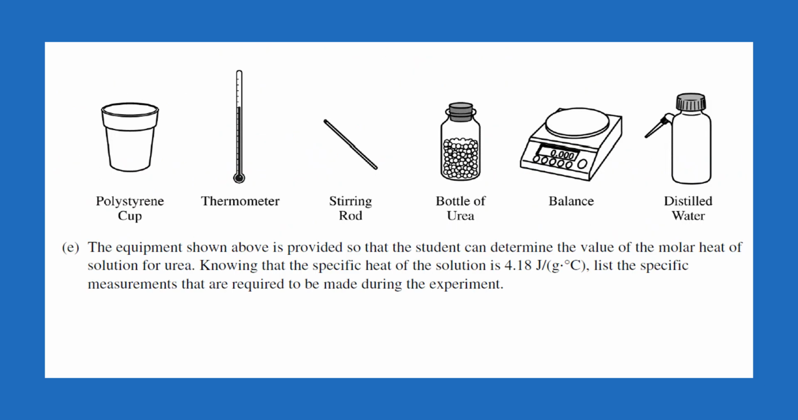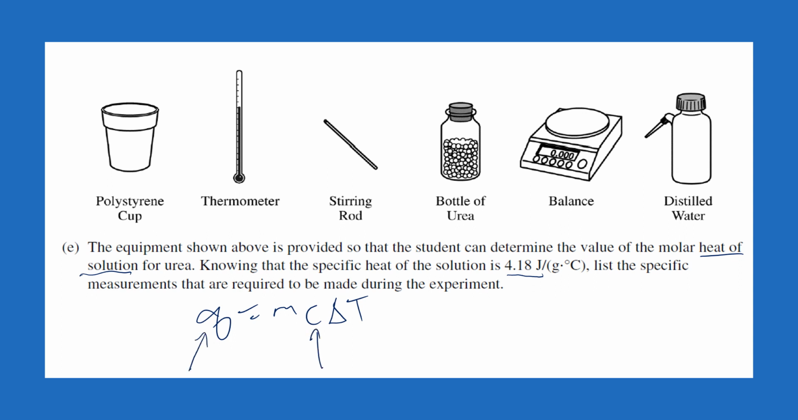Okay, so they give us this equipment, and we know that the specific heat of the solution is 4.18 joules per gram Celsius. List the measurements that are required to be made during the experiment. We're trying to find the heat of solution. This is like a hand warmer design lab. So you would need to do q equals mc delta T. And we're trying to find the heat. And they gave us c.